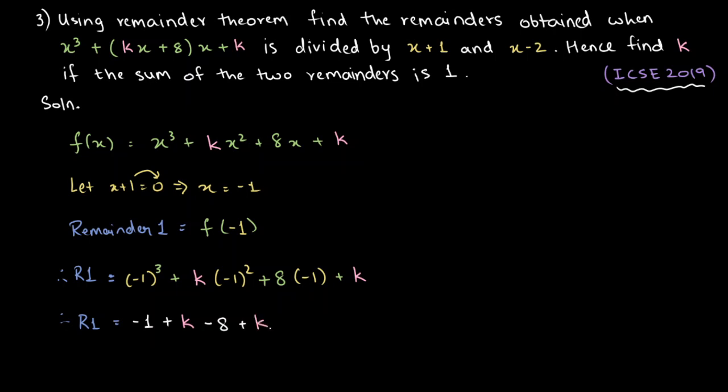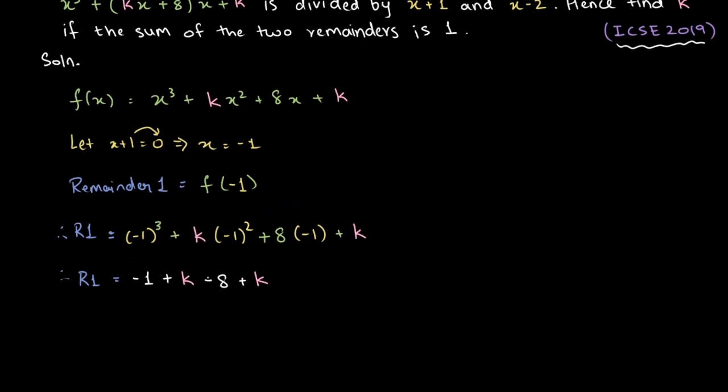So I could finally say that the value of r1, my first remainder, is k plus k, which makes it 2k, and minus 1 minus 8 will make it minus 9, right? So r1 is 2k minus 9. Let's mark this as equation number 1. Let's do the second part as well in the same general area, just next to it here, so that we can see the parallels.